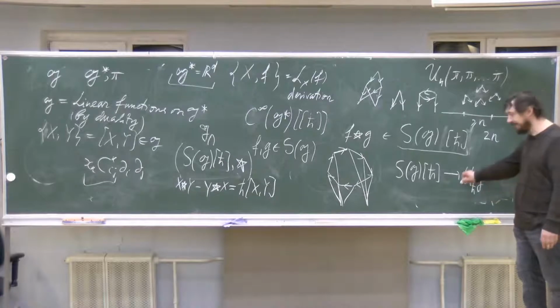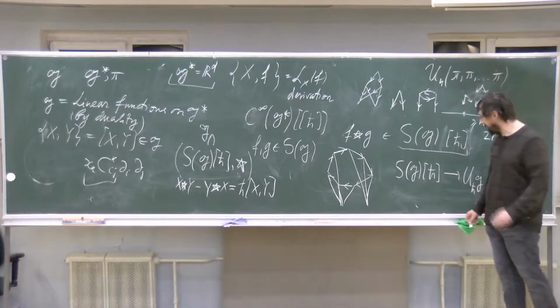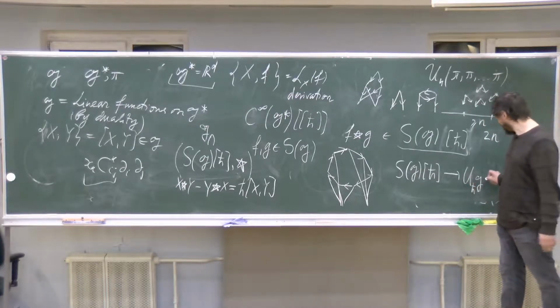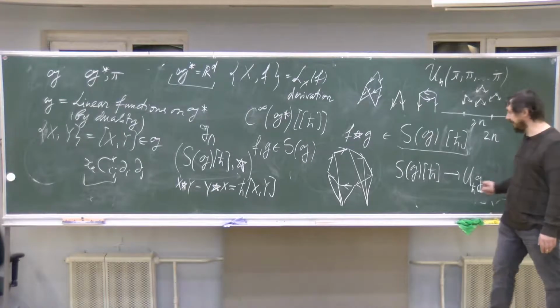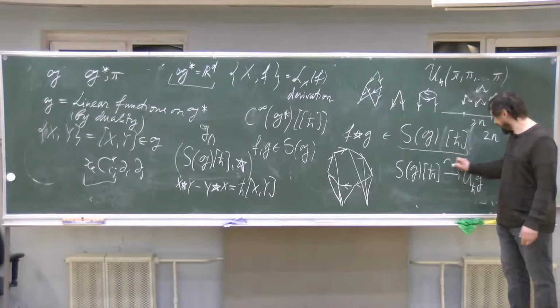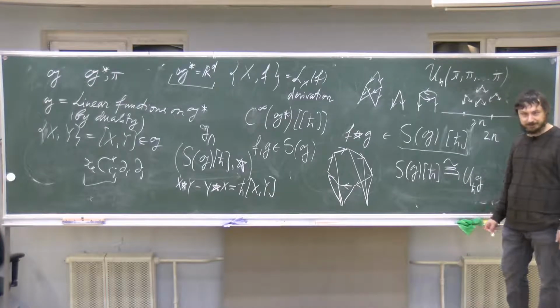Anyway, we have this. And of course, if you work by induction on dimension, you know that according to the Poincaré-Birkhoff-Witt theorem, this algebra is linearly isomorphic to this algebra, and this means that you can now elaborate this observation to obtain an isomorphism of these two algebras.